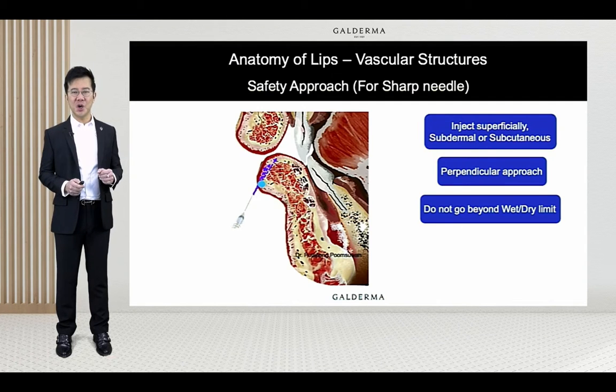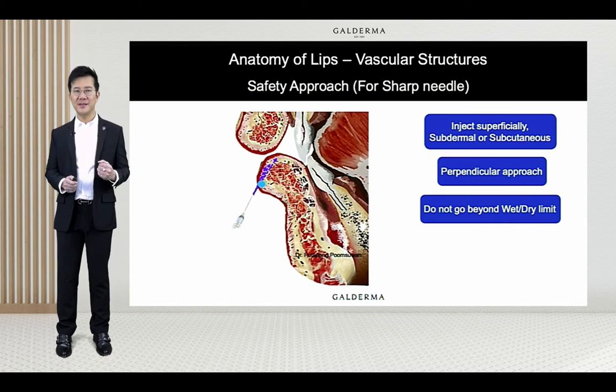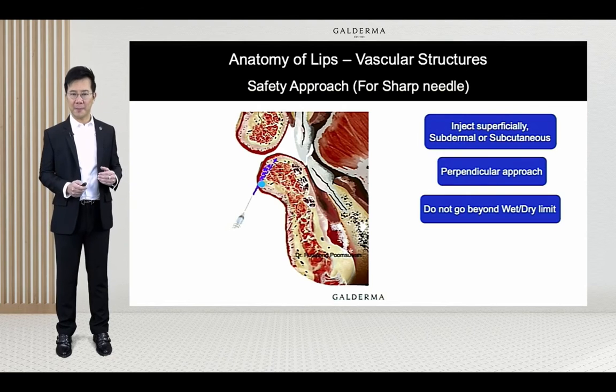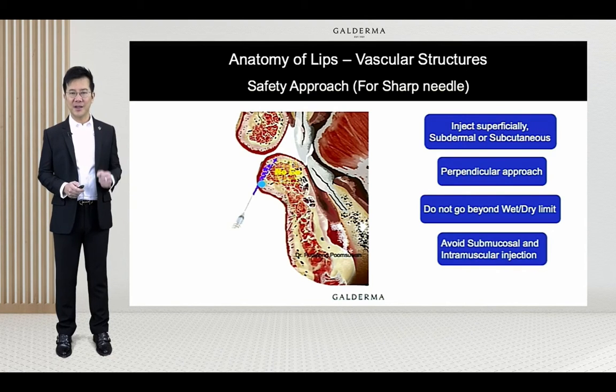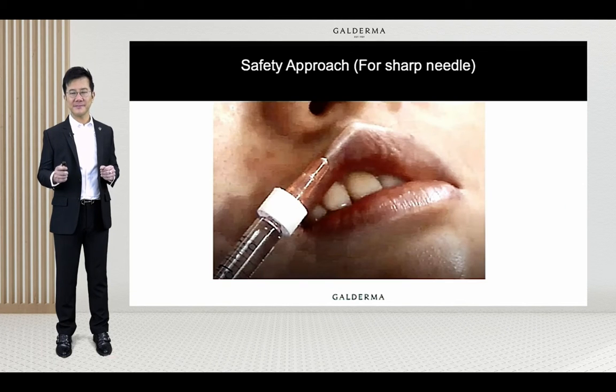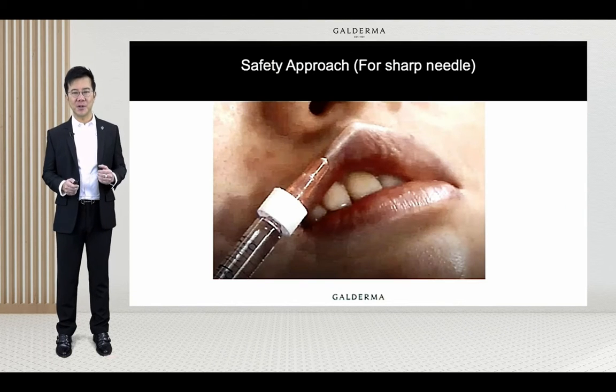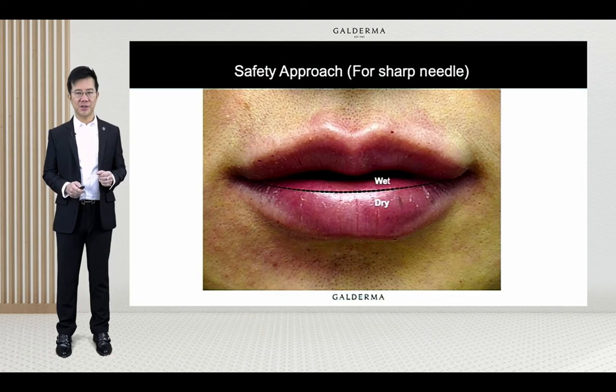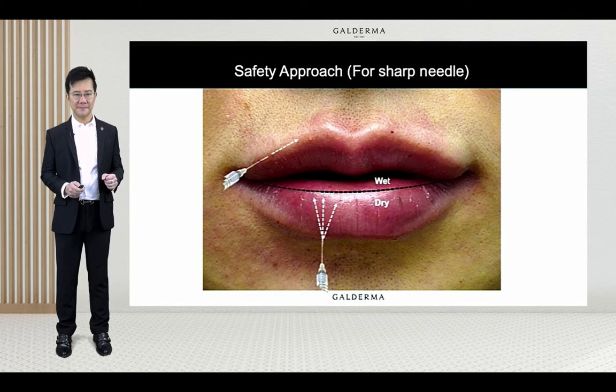And do not go beyond the wet-dry limit, because if you go beyond this limit, that means you are close to the artery and going into the submucosal plane. Avoid submucosal and intramuscular injection. And this is subdermal superficial injection, the vermilion body injection, and the dry vermilion injection.